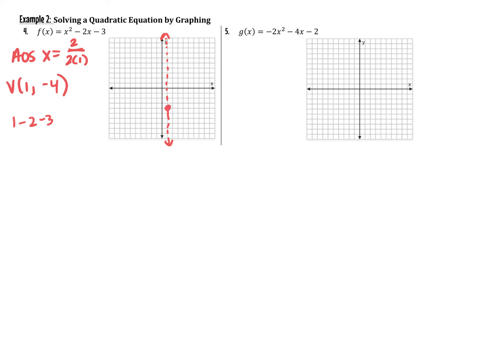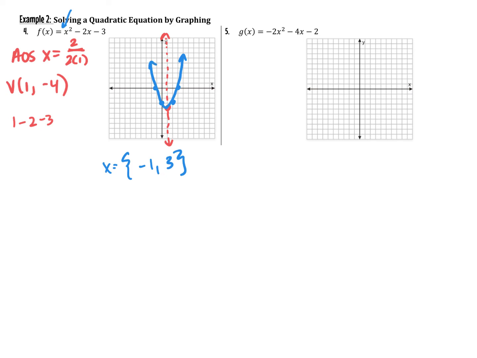Now you could use the parent function here, since there are no stretches or shrinks, our a value is 1, to just go ahead and finish off your graph here, with the ultimate goal being that we're going to identify the x values where we are crossing the x-axis. We're going to still connect to make a smooth curve. We're still going to have arrows.